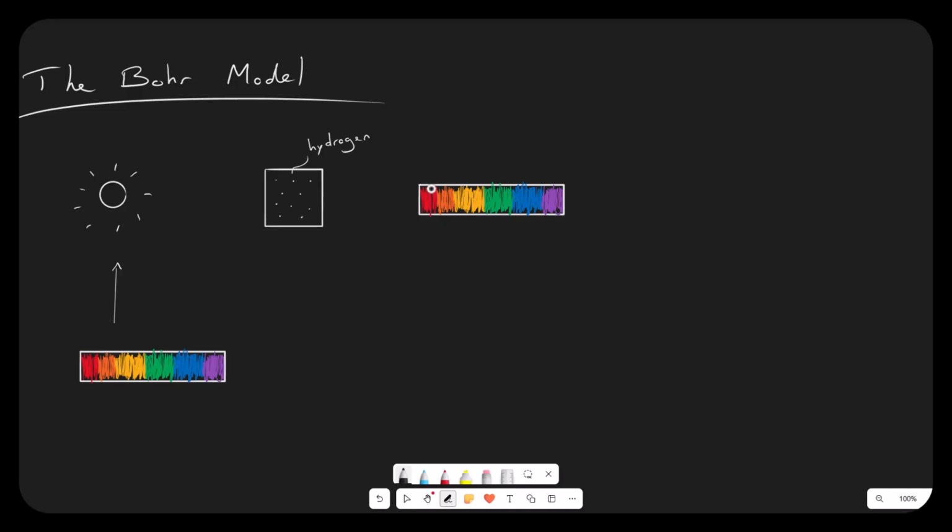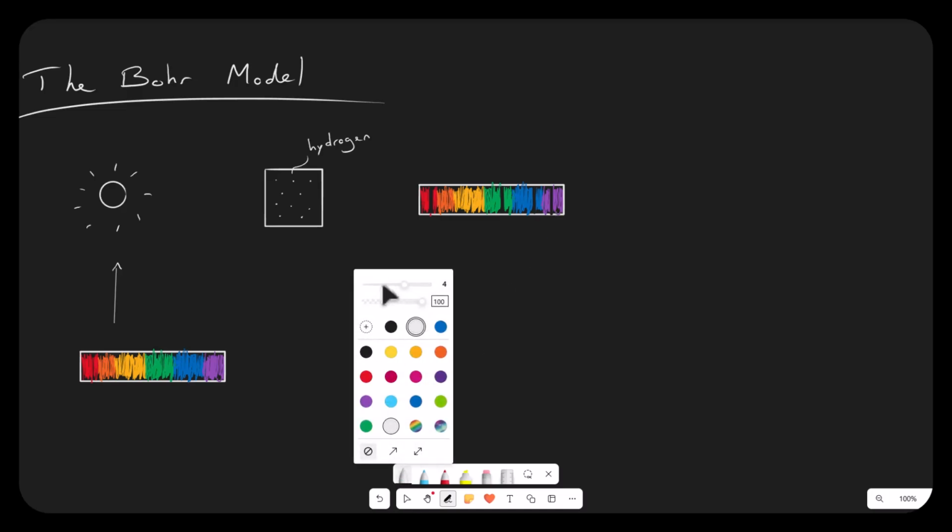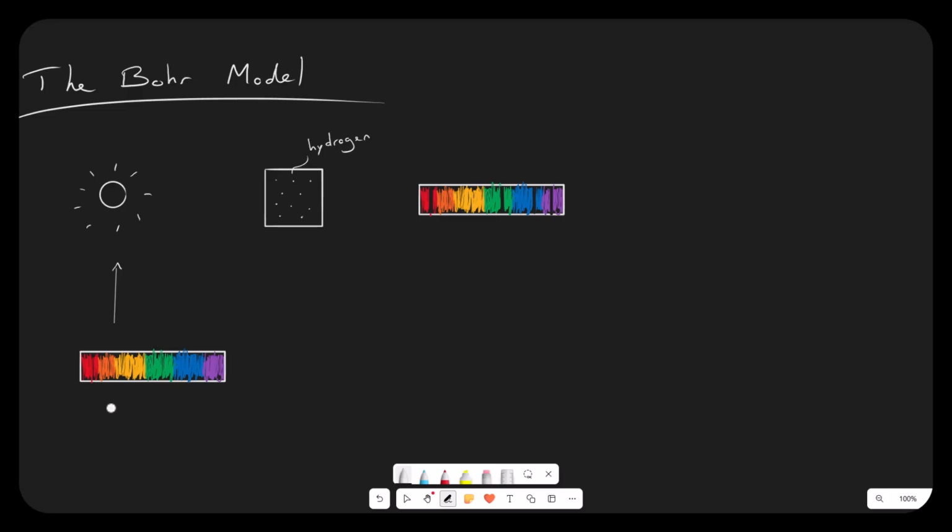I've got a line missing here, and I've got a line missing here, and there's one missing here, and there's one missing here. This thing would be a full spectrum. This is a full spectrum, but there are lines that are missing.